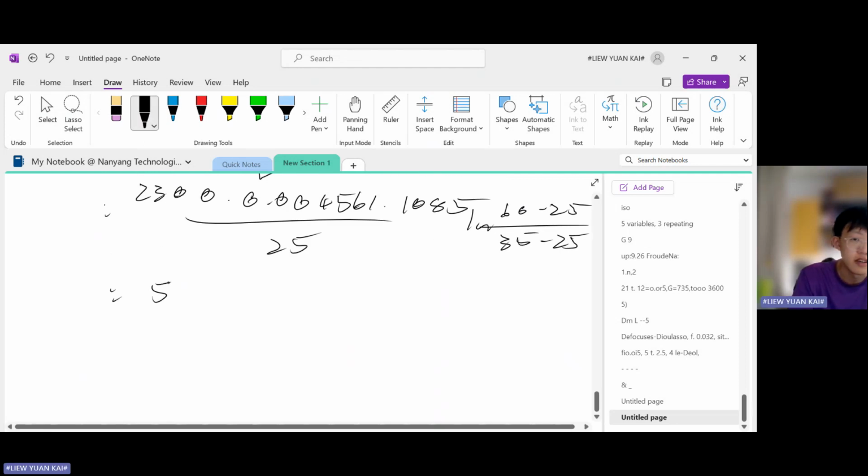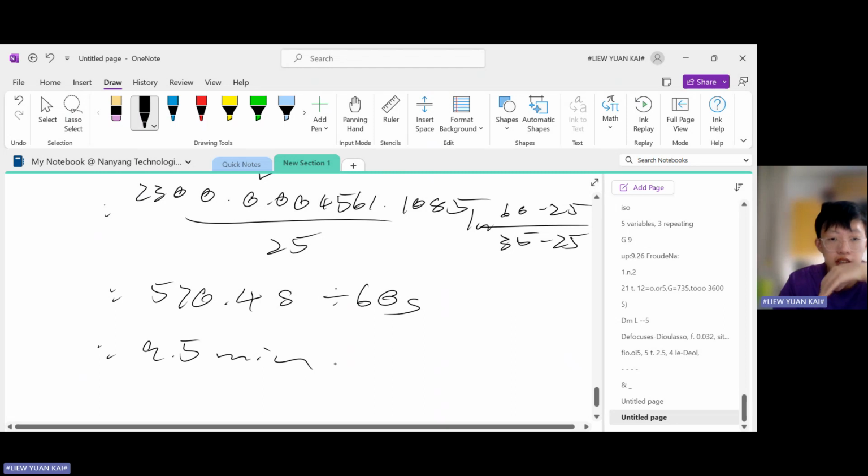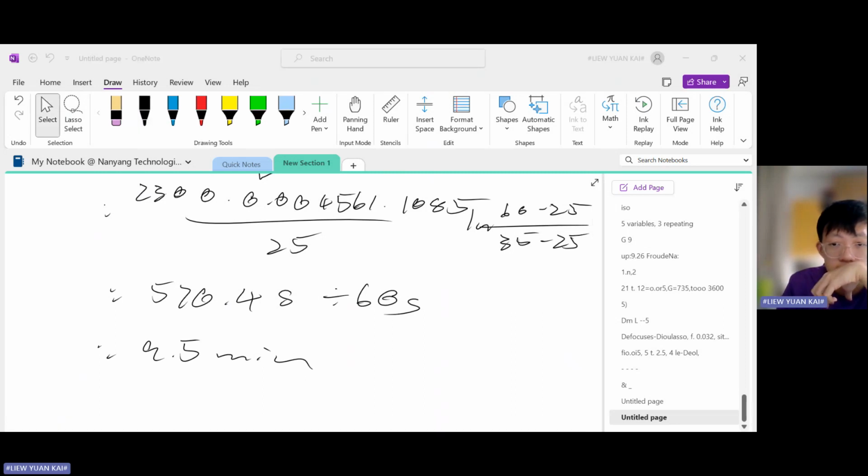You will get 570.4 seconds. You can change it to minutes, which will become 9.5 minutes. Well, let me check if my answer is correct, to make sure I didn't do any calculation errors. Okay, it should be correct.